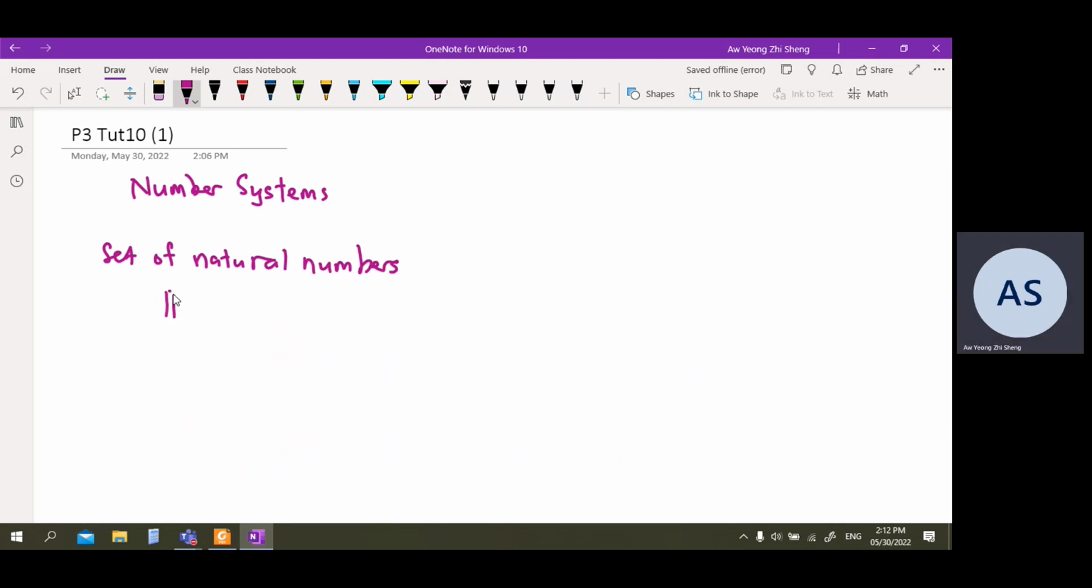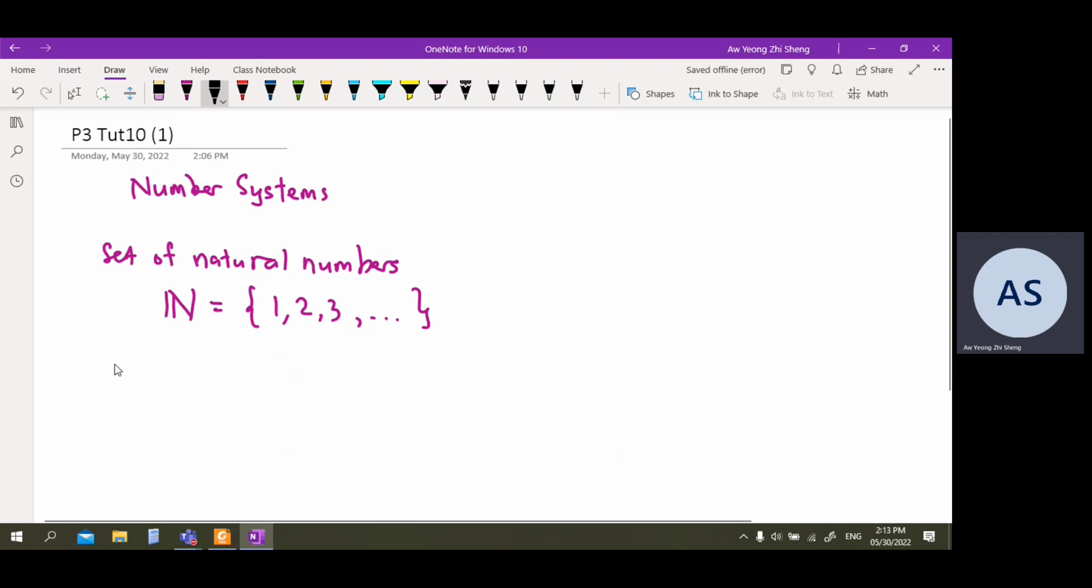is denoted by this capital letter N with a double vertical line. Some people write it this way. This is the set that contains all the positive integers starting from 1, 2, 3, and so on. This is an infinite set because it contains an infinite number of elements.